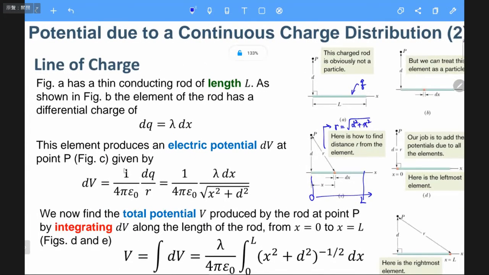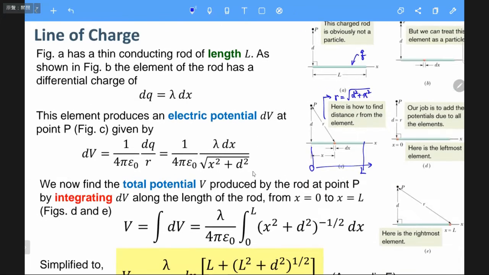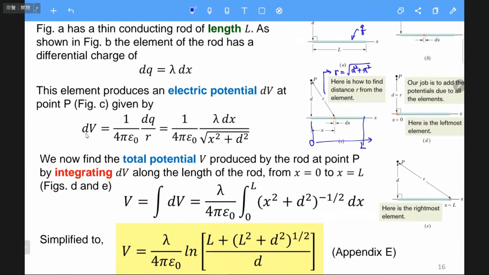So dV is this one. We have r equals the square root of d squared plus x squared, so we substitute it here. And of course dq equals lambda dx, so we have lambda dx here. So dV is pretty much like this. We can find V by integrating dV, substituting dV with this whole term. Lambda over 4 pi epsilon naught is a constant, so we factor it out, and then we have dx over the square root of x squared plus d squared.